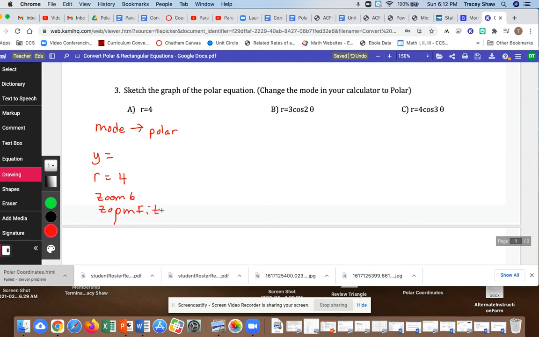So I'm going to actually type it in my calculator now. And I didn't tell you radian or degree. I think I'm going to convert to, I'll type this in degree and see how it looks.